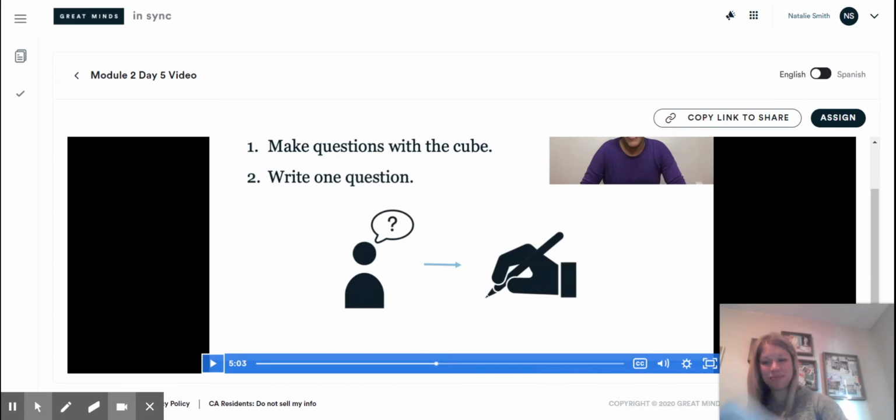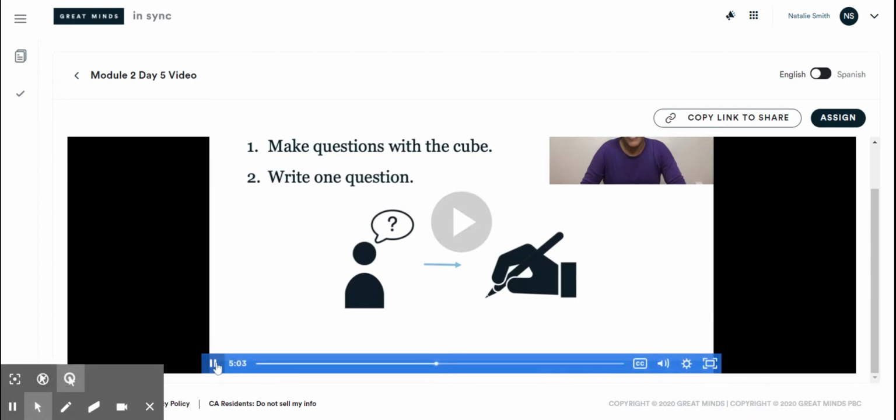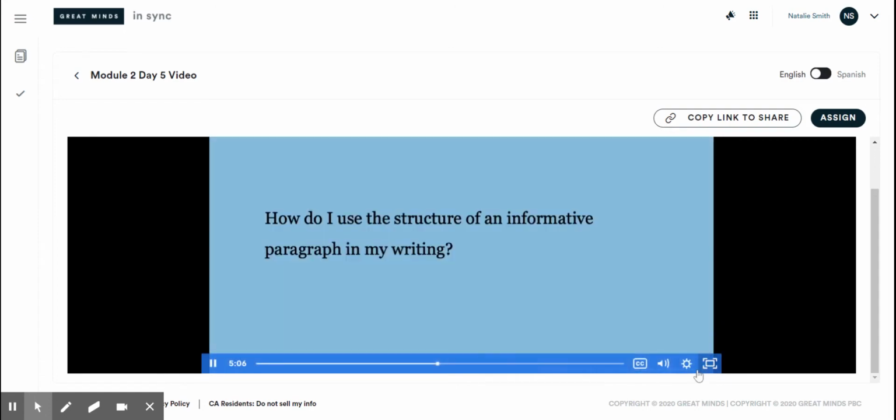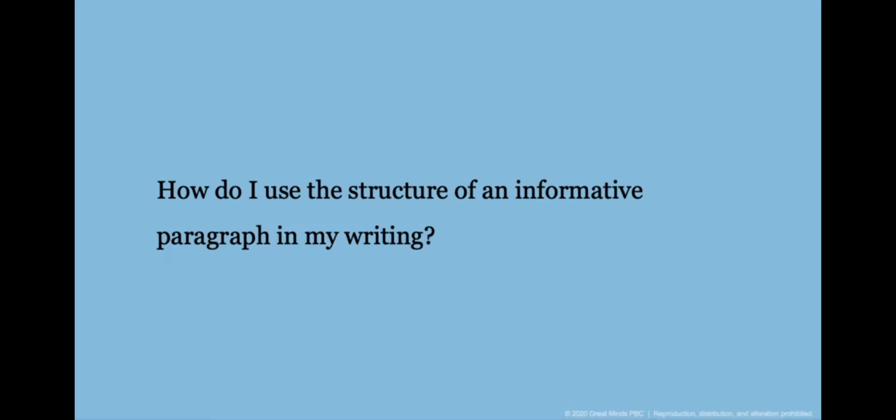Listen carefully. In previous work, you had an opportunity to add details to complete an informative paragraph, and today you will use what you know about informative paragraphs to sequence a paragraph about hares. And while you're doing this, you're going to continue to think about this question: how do I use the structure of an informative paragraph in my writing?